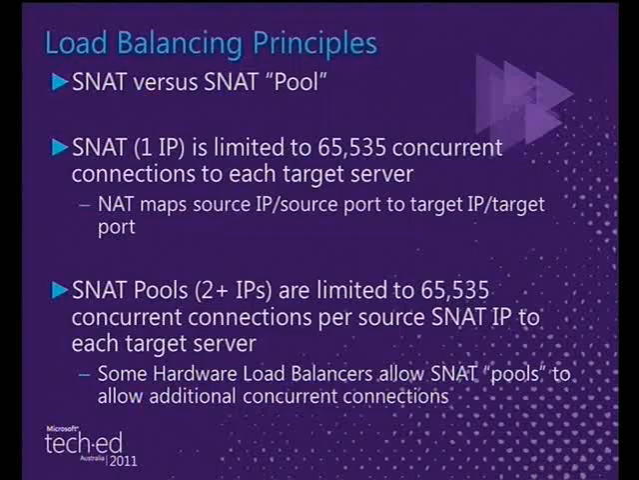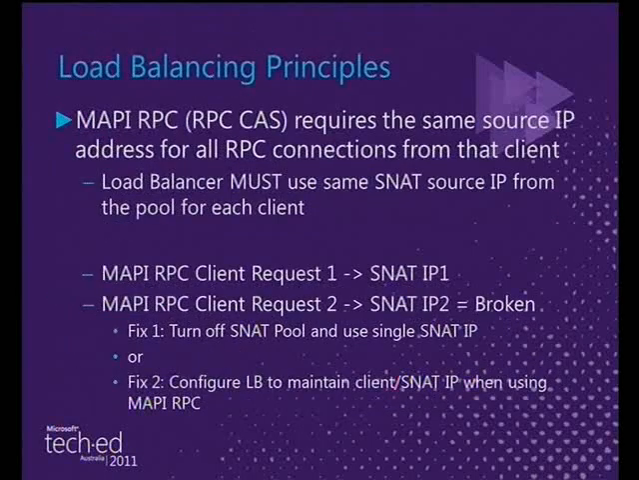The issue with an SNAT pool when it comes to MAPI is that MAPI requires all communication from that client to the CAS server in that pool to come from the same SNAT address. So if we do have this configuration where we require a significantly higher number of IP addresses, we have to ensure that the load balancer keeps track of client A and always uses IP address number 2 when SNATing requests from client A. So there has to be a one-to-one correlation from the client to the IP address in the SNAT pool.